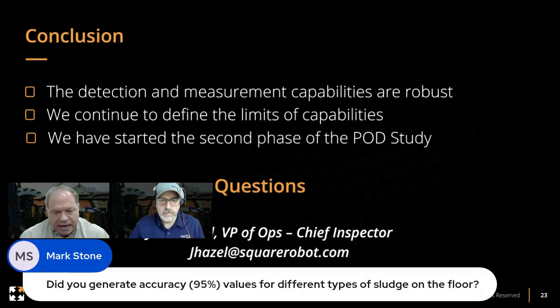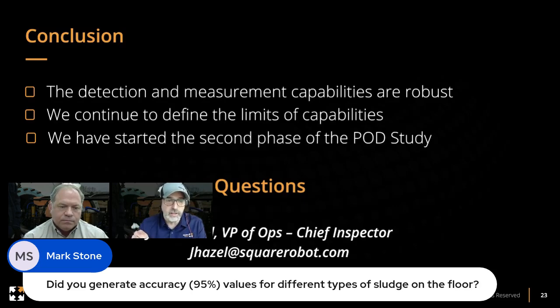Did you generate accuracy 95% values for different types of sludge on the tank bottom? John, I'll let you take this because you were more involved in that than I was. So for the actual POD testing that we did, we were not able to actually recreate any sludge. All of our data on that is just from our experiences in the tank. Generally, the more sludge that's in the tank, not only does it restrict the robot movement, but we're also unable to get PAUT through that different amount of sludge, especially if it's very thick. The signal will just attenuate and it won't be able to make its pathway down to the steel and back up to the transducer. So that is where we're at with sludge.